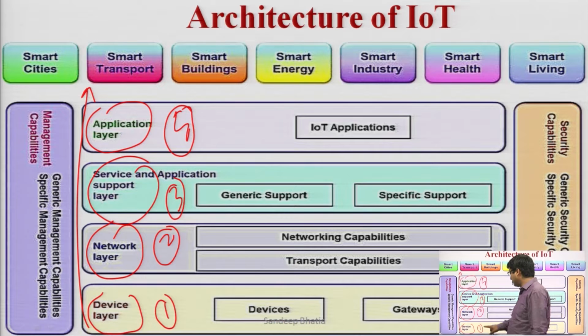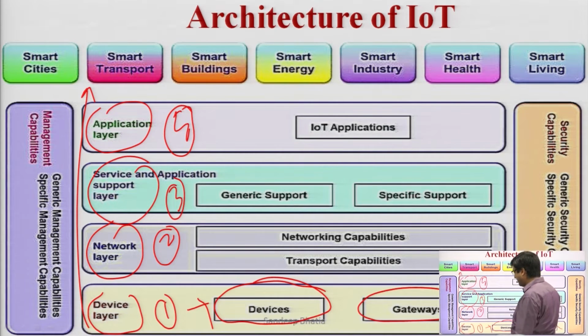This should be there. Device means we are deploying hardware devices. In the device layer we are using devices which can communicate with the environment. We are using the gateway. We are deploying devices like sensors, actuators, microcontrollers. So, hardware deployment is there. We are talking about the physical devices. One device is capable of connecting with another device through networking.